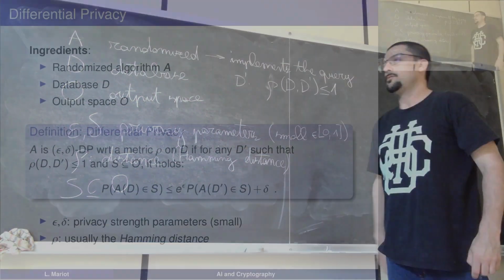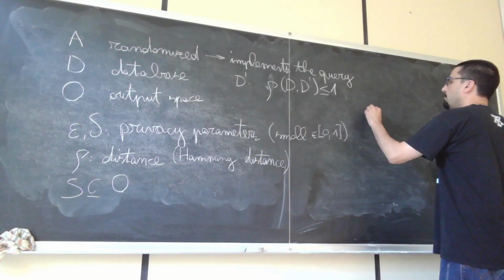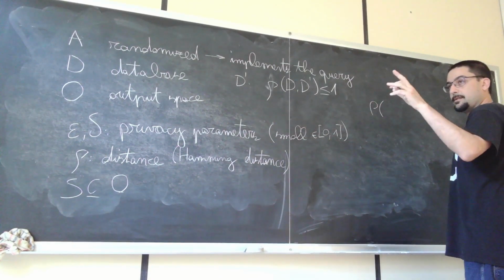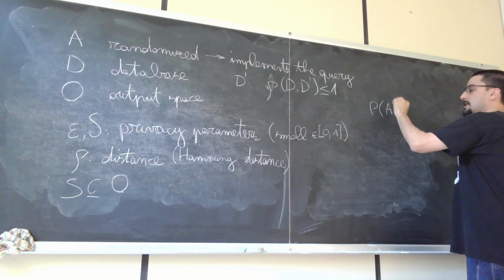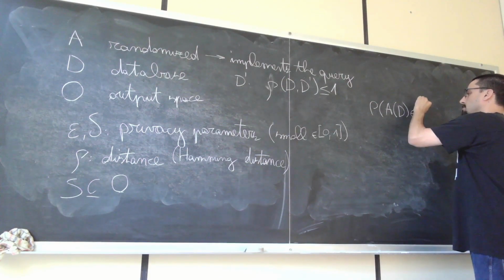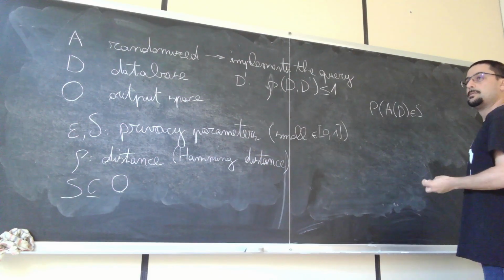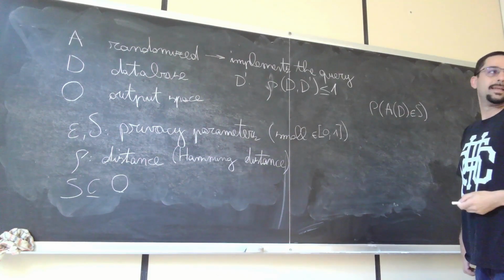So they are differing only in one row. And for every possible subset of the output space that the adversary might try to exploit, it holds that particular property. So what does that inequality mean? It means that the probability that the randomized algorithm A, over the database D, gives an answer to a query that belongs to the subset S will be smaller than or equal to the right-hand side.